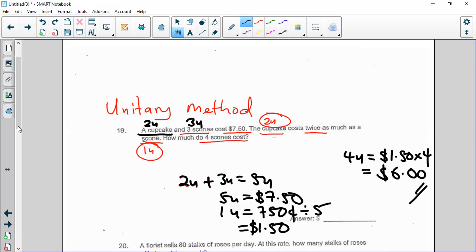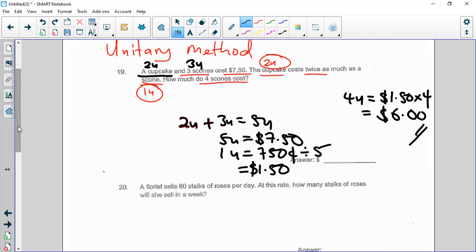A florist sells 80 stalks of roses per day. At this rate, how many stalks did he sell in a week? 7 days. 1 week is 7 days. 80 times 7, shortcut. This one I expect everyone to know. You cover the 0, 8 times 7 is 56, and put back the 0. Simple. So 560, right? Cover the 0, then later put back.